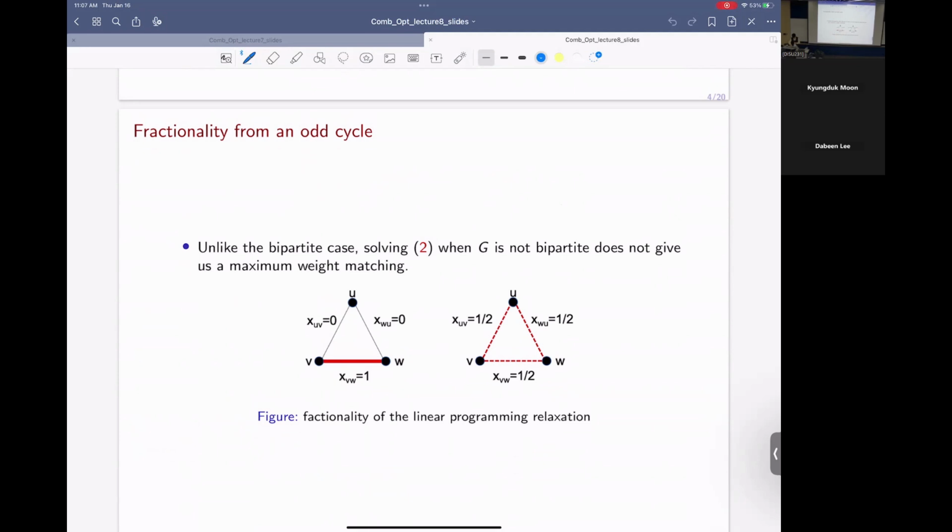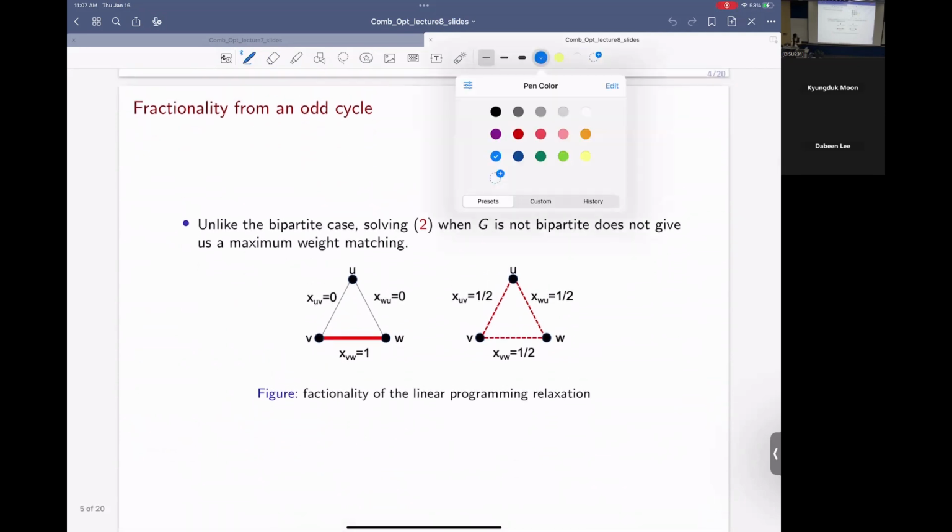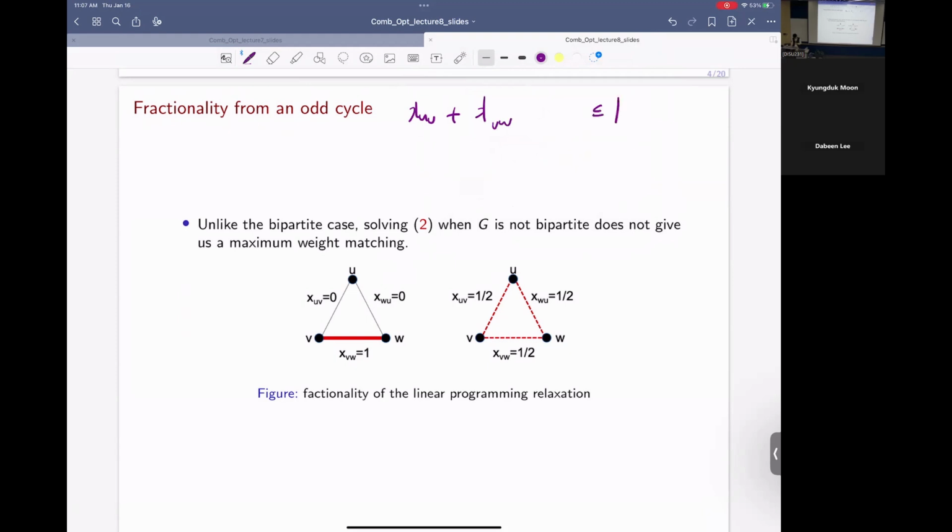But if you look at the LP relaxation, I have 3 constraints for the 3 vertices. So x_uv plus x_vw is at most 1, and x_vw plus x_wu is at most 1, and x_uv plus x_wu is at most 1.